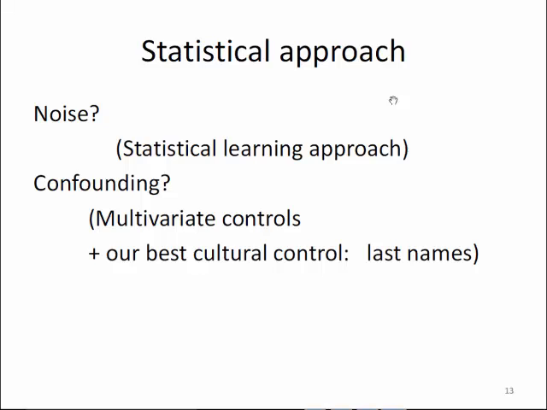Well, we're going to have our multivariate controls from the census, occupation, things like that, and our great killer weapon is going to be all cultural variation and religious variation. We're going to use last names. So we're actually going to show you fixed effects models within the O'Donnells or within the Goldsteins.